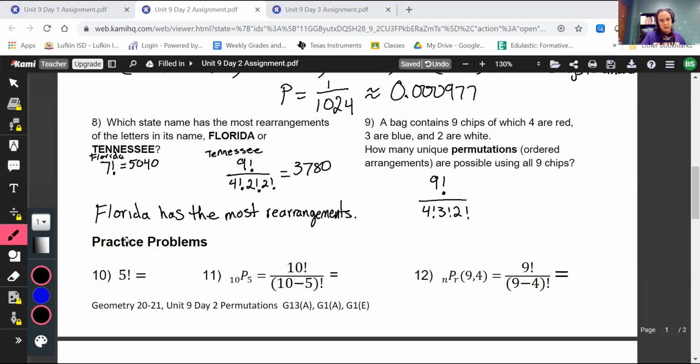Again, control divide, 9 factorial over, put your parentheses, 4 factorial times 3 factorial times 2 factorial. And we get 1,260 possible arrangements.